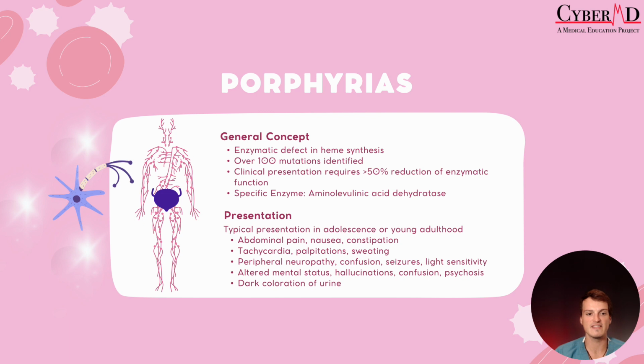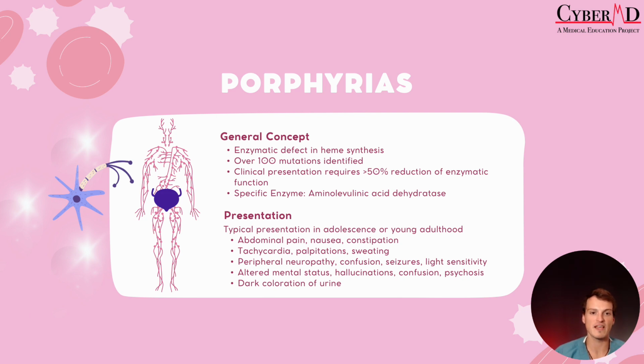I have the specific enzyme name listed there, but these patients can present with abdominal pain, they may have dark colored urine, they may have tachycardia or palpitations, and they may have some neuropathy or light sensitivity. You can see I put a neuron over here on the side of the slide, as well as some flashes of light to remind you of this.